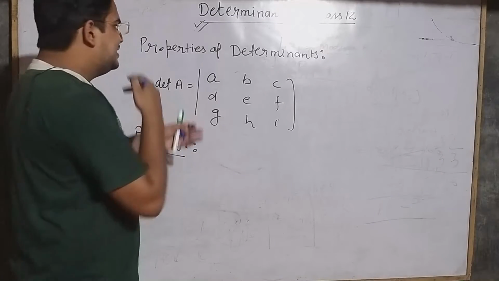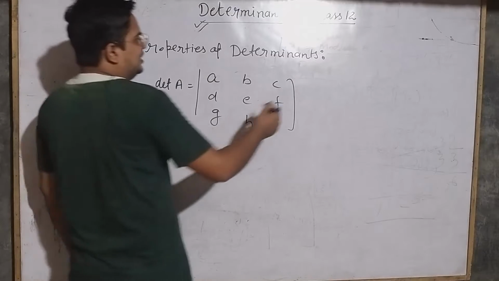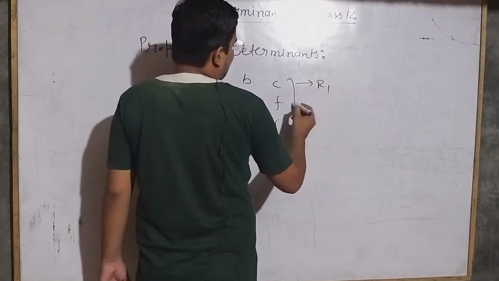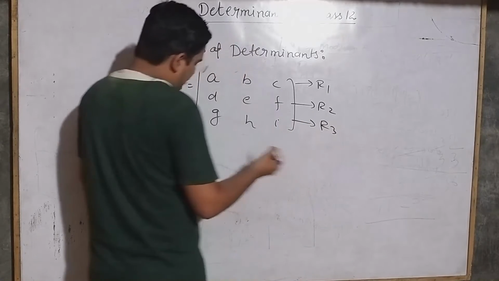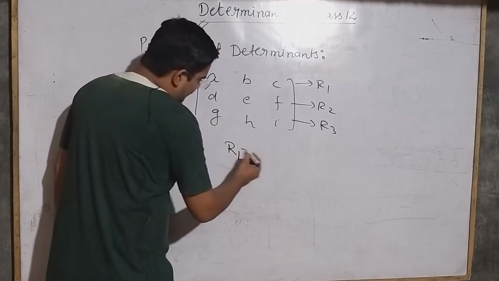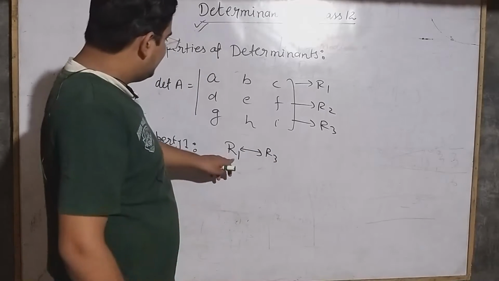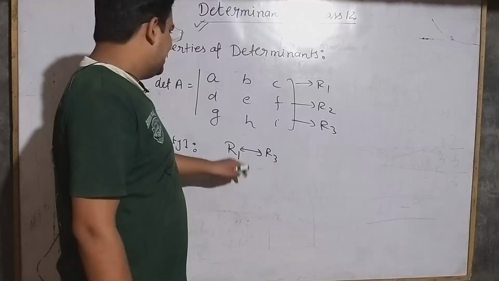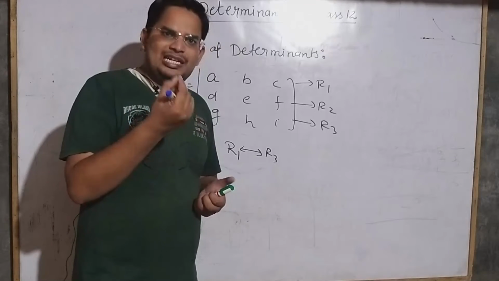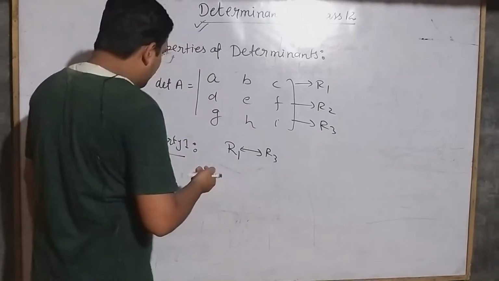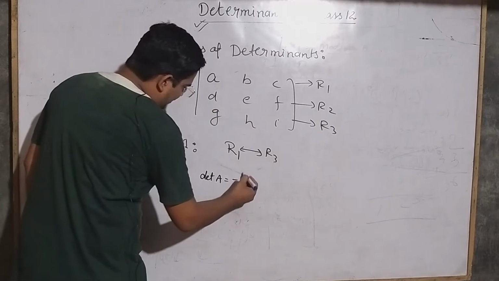Listen, if I change any row, this is the R1 and this is the R2 and this is the R3. So what I am saying to you, if I change R1 into R3 or R3 into R1, if I am changing one row, then I will get a minus sign. See how? Then I will write down determinant of A minus.